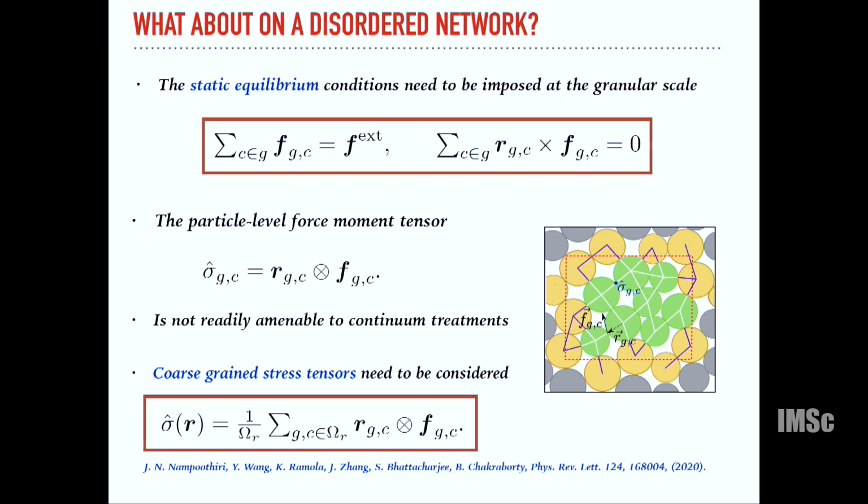So you'd have all these contact forces between particles. If you take this particle, there's some contact force between this particle and this particle. For every particle, you'll have to sum up the contact forces, and that will sum up to the external force. Similarly, you'll have a torque balance condition, and what you could do is define a particle level force moment tensor, which plays the role of a stress tensor. This is not readily amenable to continuum treatments, but you could then write down some coarse-grained elasticity theory and try to see how well this can be solved. Okay, so this is the challenge of disordered networks that we want to solve.